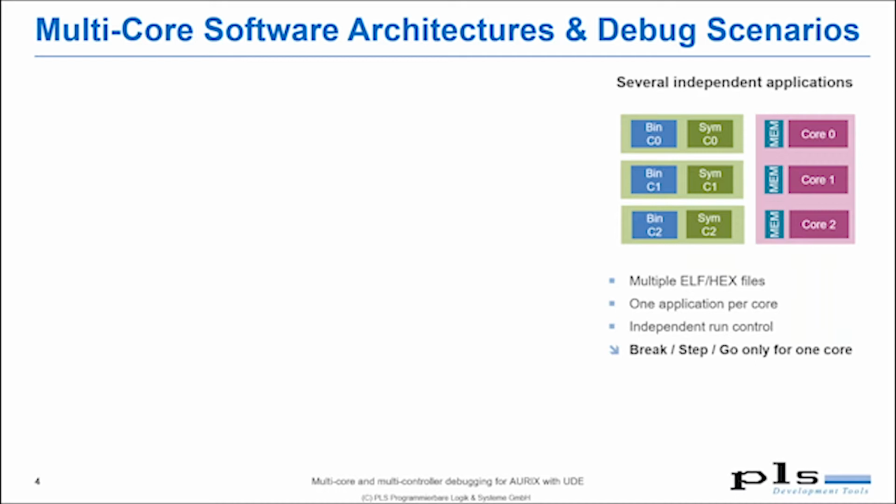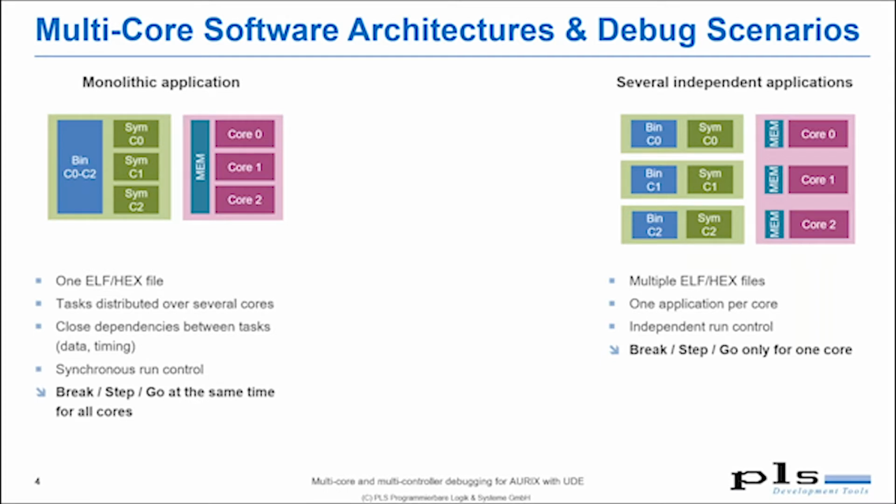In most cases, you will focus on only one of the applications or only one of the cores at a time. So all the debug actions, that means run control, breakpointing, single stepping, and so on, should be performed only on the core in focus.